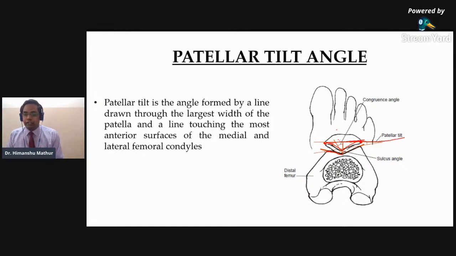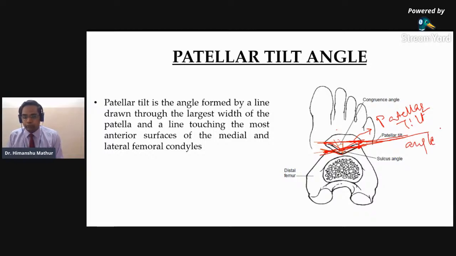Similarly, I have joined the superior most surface of the lateral part of the femoral groove and the highest point on the medial part of the femoral groove. I have joined these two points also. Okay? So I have made one line across the patella. Now I am making this line across the femoral groove. Now when I extend these lines, they meet somewhere. Now the angle those two lines make while intersecting is known as the patellar tilt angle. All right.